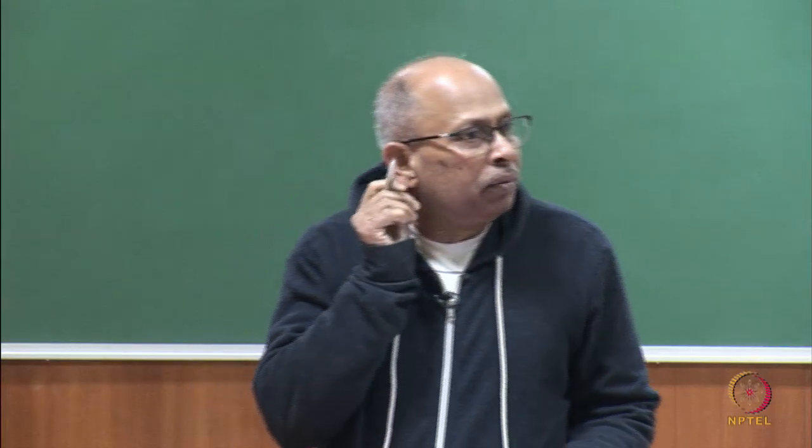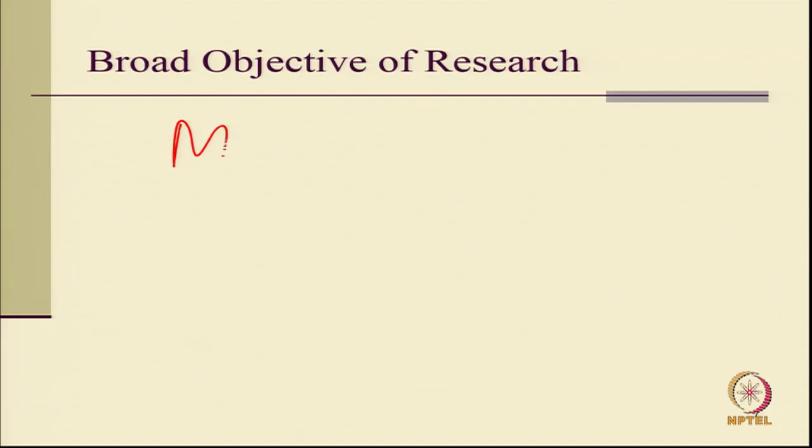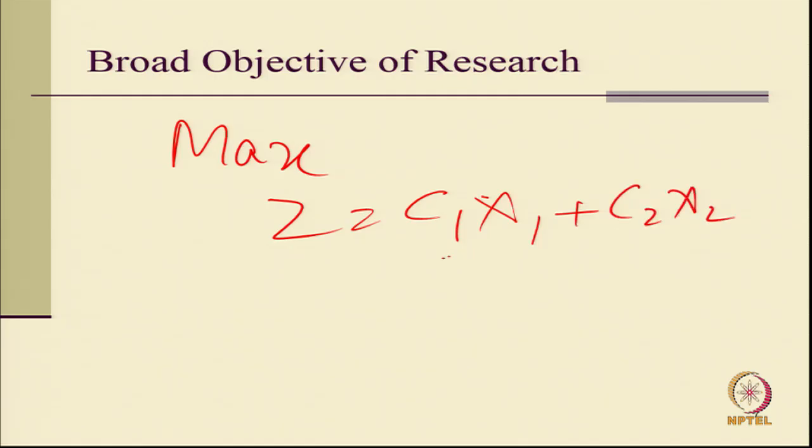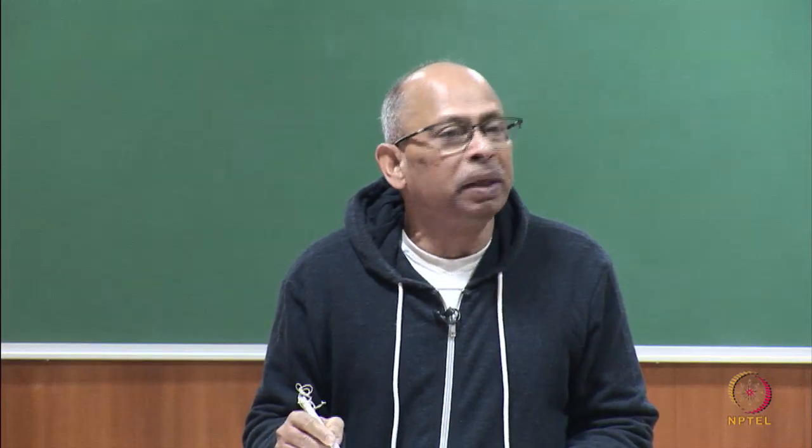For example, you would have done some optimization yourself in other classes, where you had an objective function: maximize Z equals, if it is a linear problem, C1 x1 plus C2 x2 etc., or in other words I can write it as sigma Ci xi, where these are the cost coefficients if you minimize, or profit coefficients if you maximize profit or return or something of that kind, and these are linear. This is what we call the objective function, which you maximize.